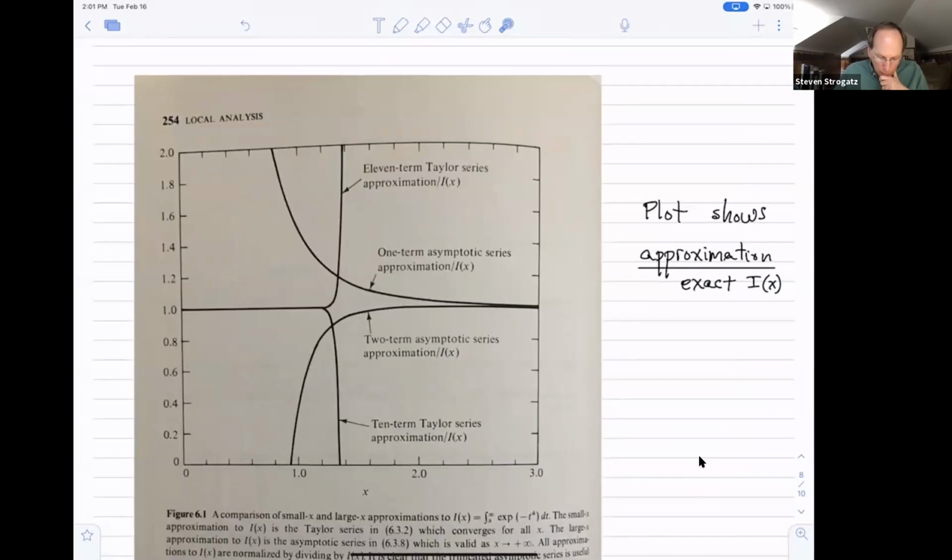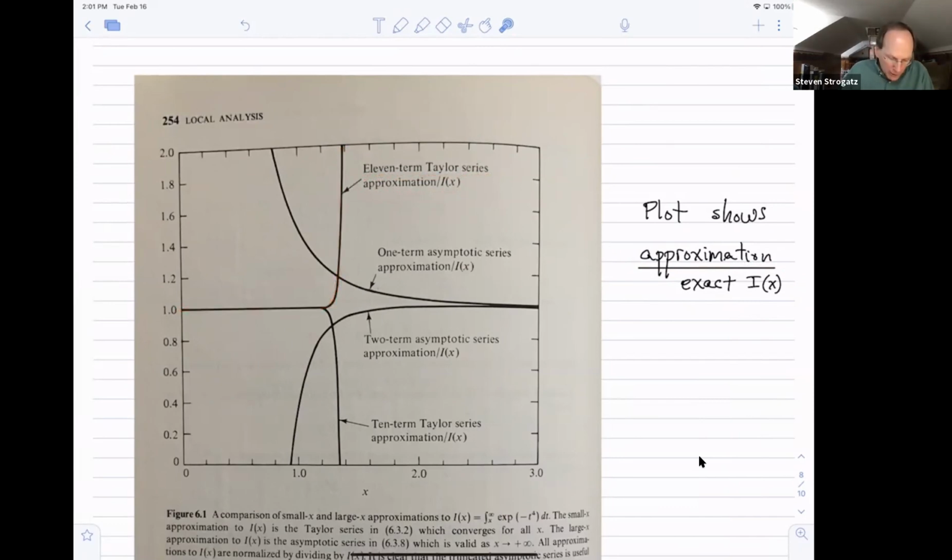suppose you graph the approximation, either using the Taylor series or the asymptotic expansion. Compare the approximation, but normalize it to the exact I of x. So take the ratio between them. To the extent that you're getting 1, you're getting a really good approximation. And so here they look at an 11-term Taylor series of the approximation over I of x. That's this curve.